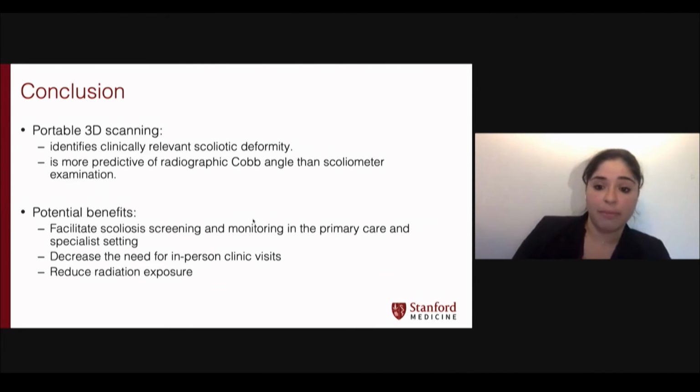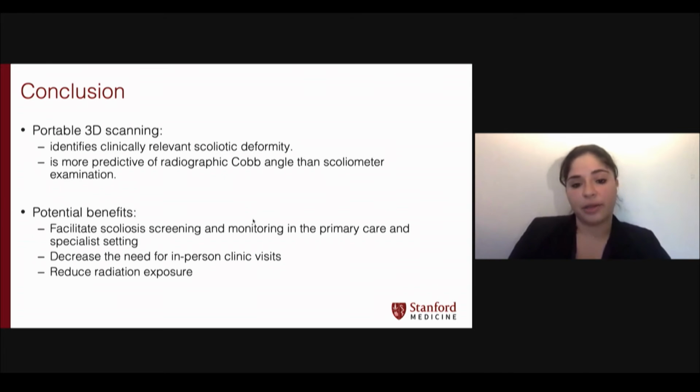In summary, we demonstrated that mobile device-based 3D scanning can accurately identify clinically relevant scoliotic deformity. This new modality may facilitate scoliosis screening and monitoring, perhaps decreasing the need for in-person clinic visits or radiation exposure associated with traditional screening methods.